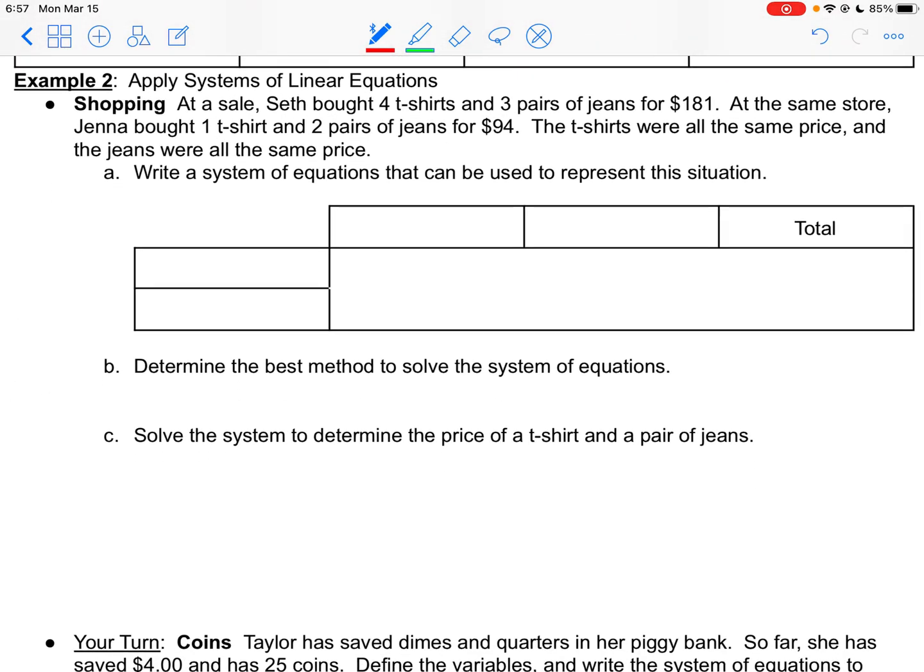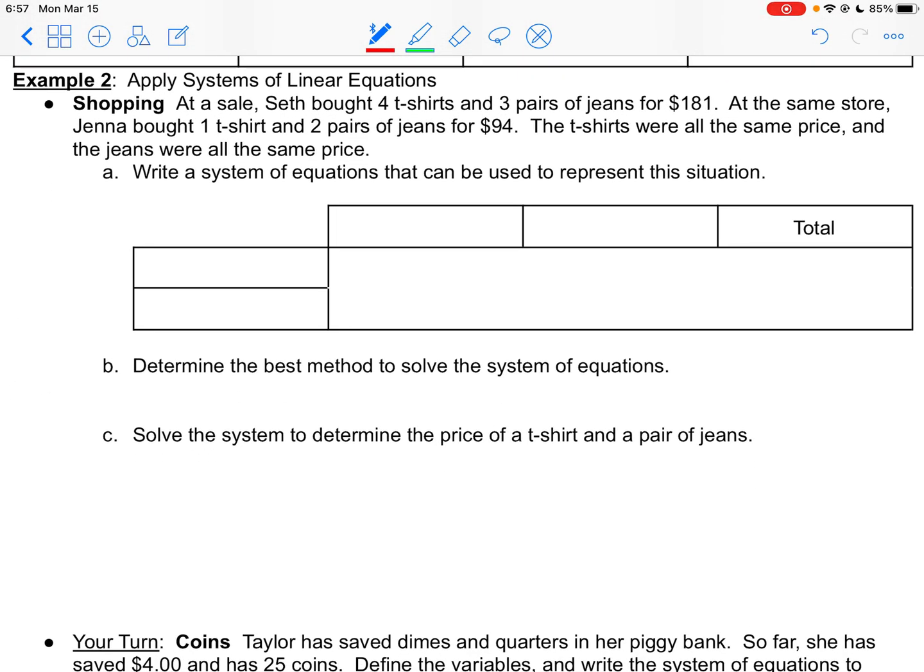The next thing we're going to look at is how to write systems of equations to help us with word problems. So in this situation, at a sale, Seth bought 4 t-shirts and 3 pairs of jeans for $181. At the same store, Jenna bought 1 t-shirt and 2 pairs of jeans for $94. The t-shirts were all the same price and the jeans were all the same price. Write a system of equations that can be used to represent this situation.